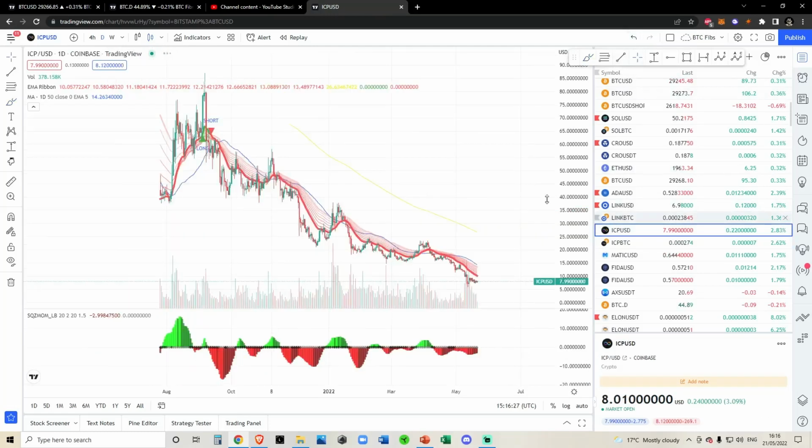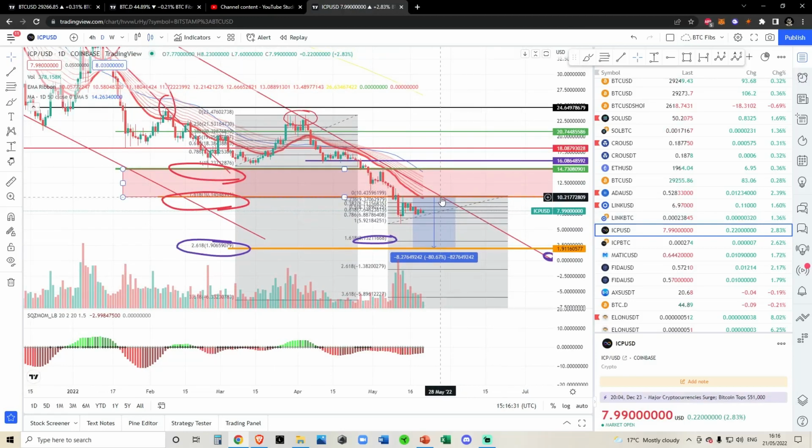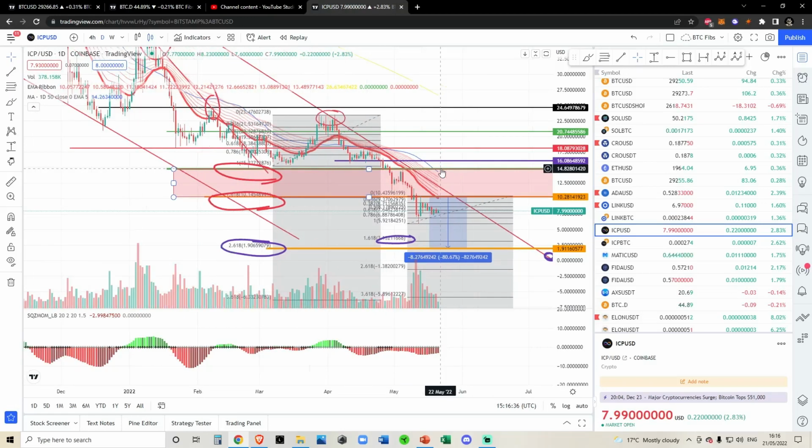That is all I've got for ICP. Best of luck if you plan on trading it anyway, but, you know, like I said, I would definitely be waiting for some more macro reversal signs like 1482 to be broken. That's all I've got for ICP.